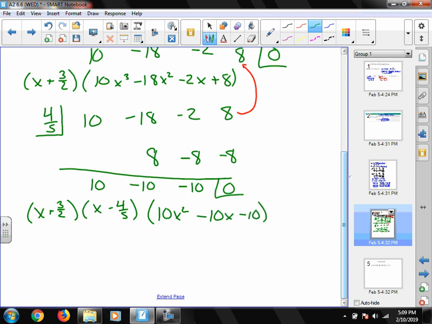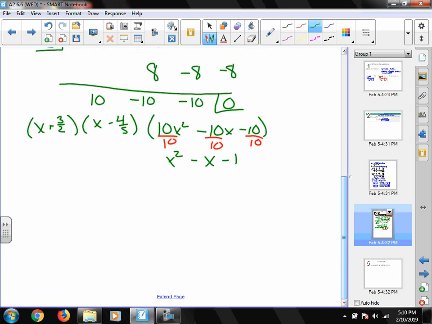One thing you guys can do to simplify this for yourselves, divide all of these by 10. They're all divisible by 10. So really what you're working with is x squared minus x minus 1. Now, I don't know about you, but I don't know any factors of 1 that add to negative 1. That's pretty tough. So, since I don't know how to do that, I'm going to go back to my quadratic formula to solve this.